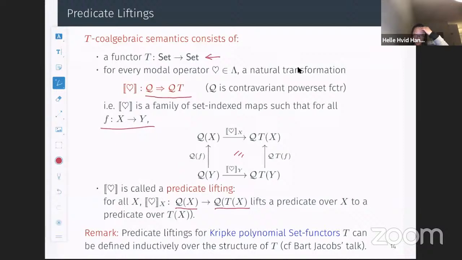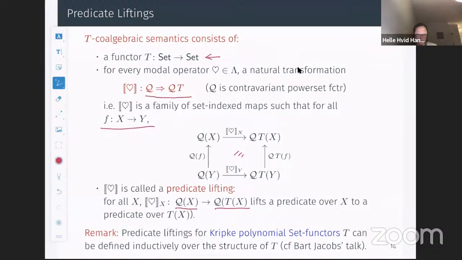I'm not gonna say too much about the special case of polynomial functors. And this is also partly because I think Bart Jacobs may go into that in his talk next. So in fact, if you have what we call Kripke polynomial set functors, so functors that you can build from the polynomial constructs as well as the covariant power set functor, then you can actually define predicate liftings inductively also over the structure of the functor. This is also described in Bart's book, if you are interested in seeing how this works, but I think he may also explain it in his talks. That's why I didn't want to go too much into it here.